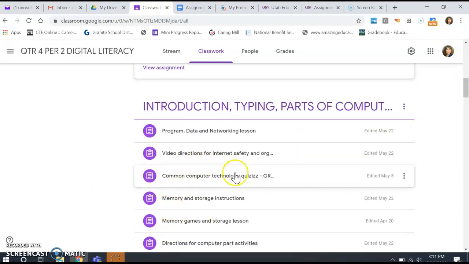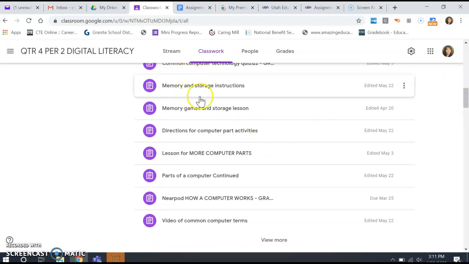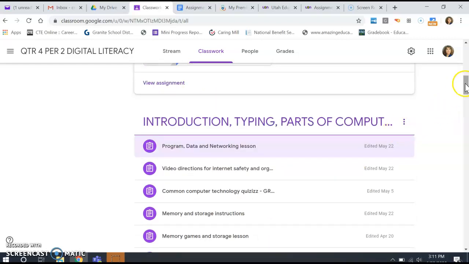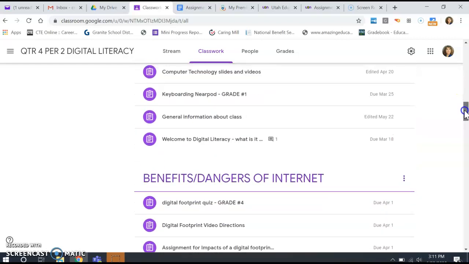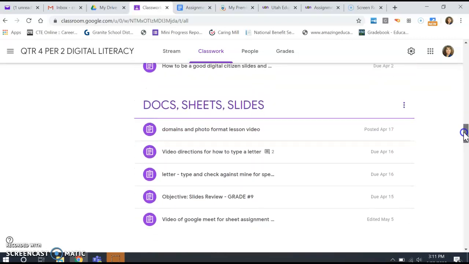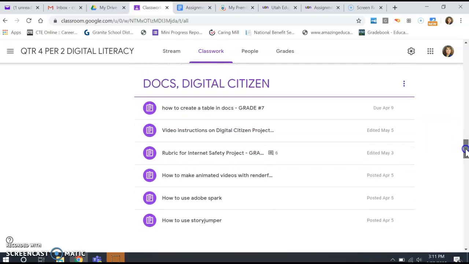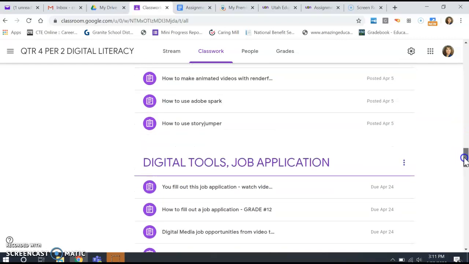And then these are all the assignments and videos that I did. And there are some other assignments right here too. So I did it by week because it was easier. And these are the topics that we do. So this way they could watch the video and do the assignment. And if they have any questions, they can email me.